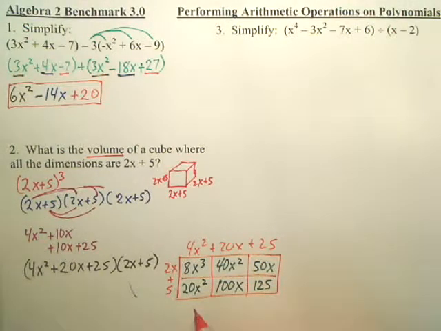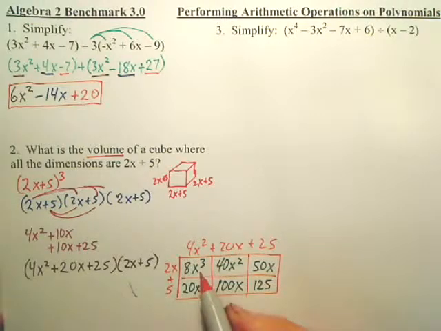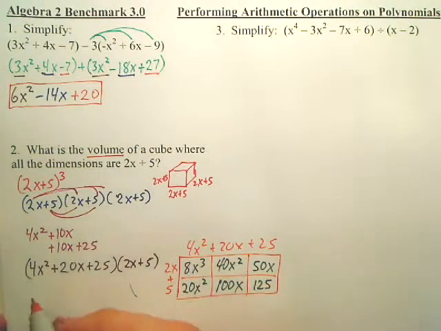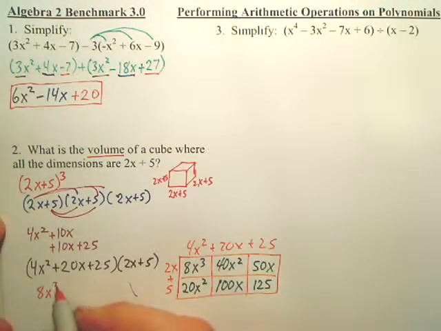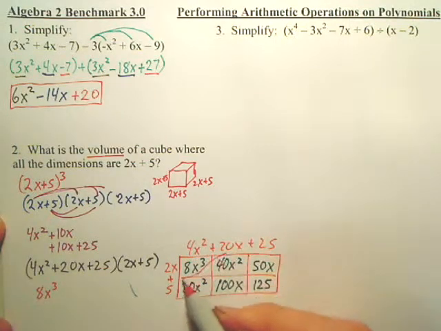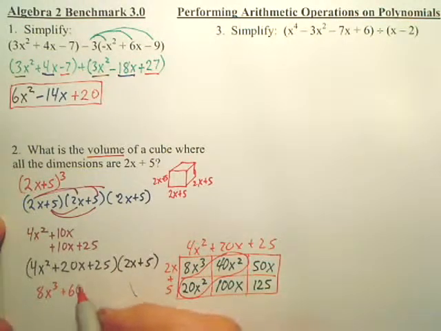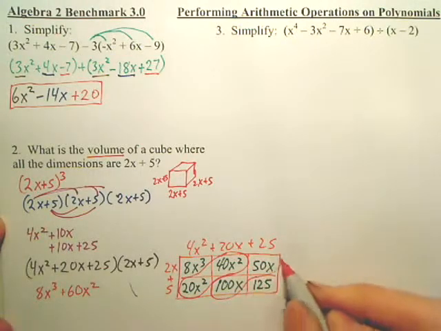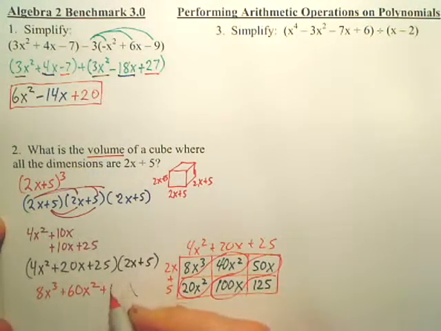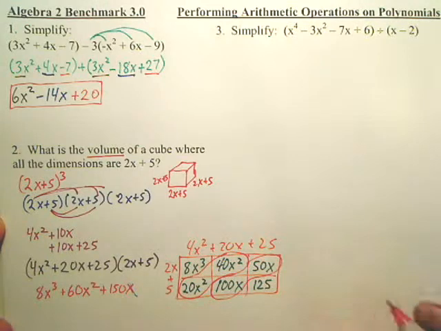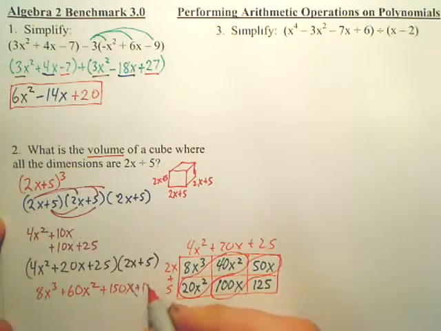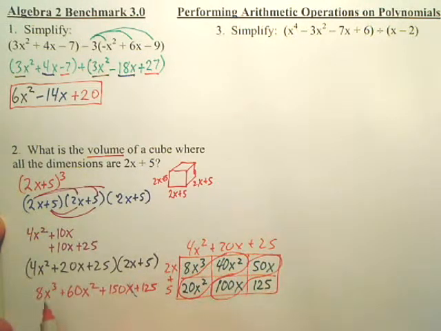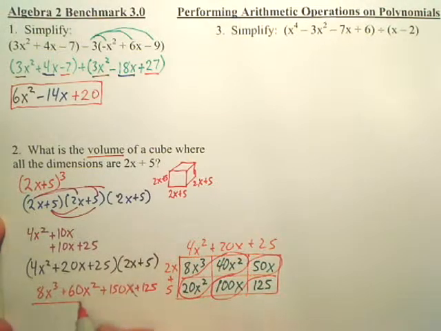So, look at the highest power. The highest power is the x cubed. And there's nothing to combine with, so that's my first piece. Next, look at the x squareds. There's two of them. Combine those, you have 60x squared. Next, combine the x's. When you combine those, you have 150x. And then the 125. Can any of these combine? No.